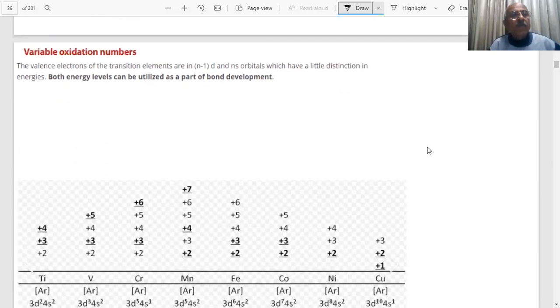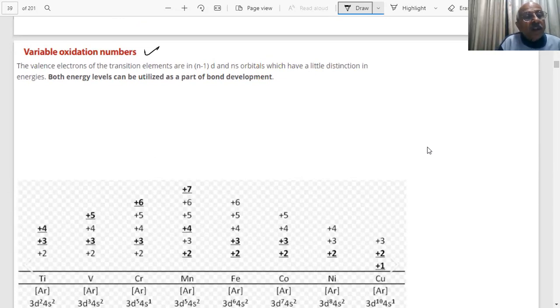Now the important point, they show variable oxidation number. Students, important point that in alkali metals you said +1 oxidation state. You know, sodium +1, potassium +1, lithium. Alkaline earth metals you said magnesium 2+, calcium 2+. There is no variable. But here, interesting thing, students, the valence electrons of the transition elements are (n-1)d and ns, which have little distinction in energy. Both energy levels can be utilized as a part of bond development.